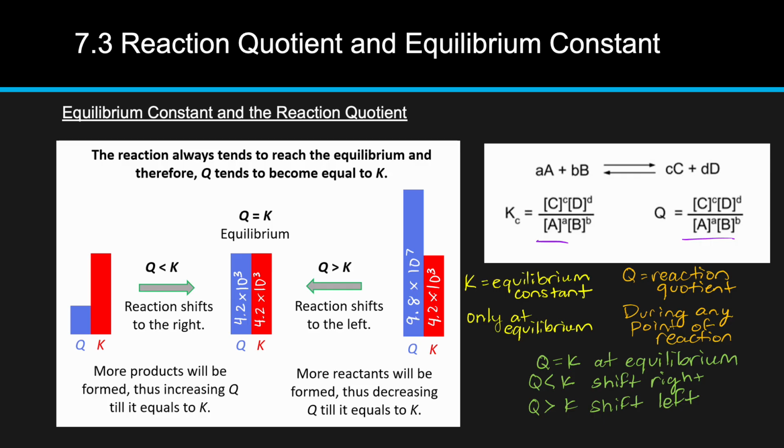Now looking at Q is less than K, if I solve for Q and I get 1.1 times 10 to the negative 10th, I know that that is much farther on the reactant side than my equilibrium of 4.2 times 10 to the third. So I know that I need to shift to the right to make more products.